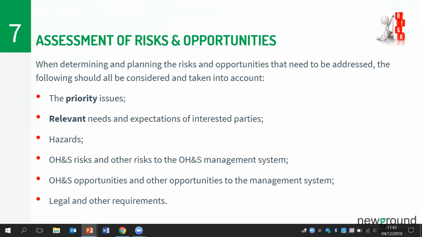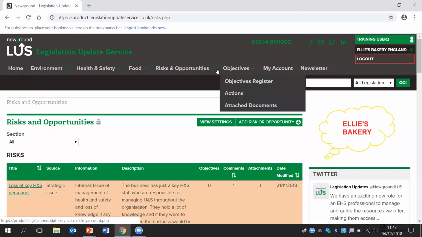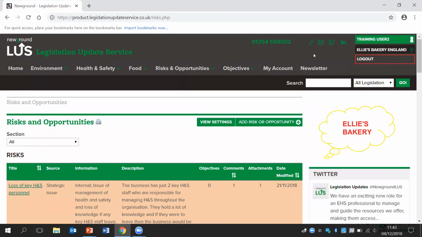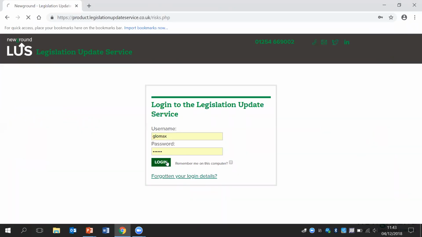Now, just at this point, I'm just going to take you into the legislation update service to show how you can actually use the system to record all of these new requirements and how these requirements link through to the risks and opportunities. So just bear with me a second while I go into the product. So you can see here that I'm in a fictitious company called Ellie's Bakery, and I'm in Ellie's Bakery's Risk and Opportunities Register here. So I'm just going to log in.